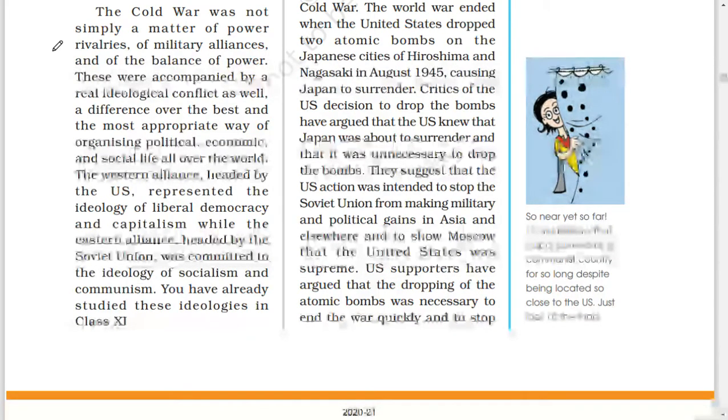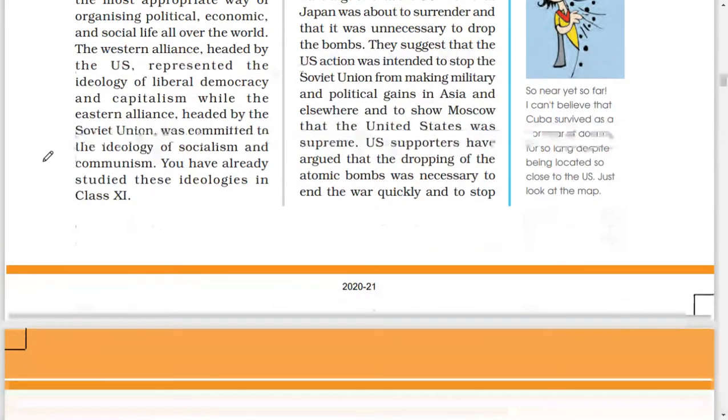The Western Alliance, headed by the US, represented the ideology of liberal democracy and capitalism, while the Eastern Alliance, headed by the Soviet Union, was committed to the ideology of socialism and communism. You have already studied these ideologies in Class 11.